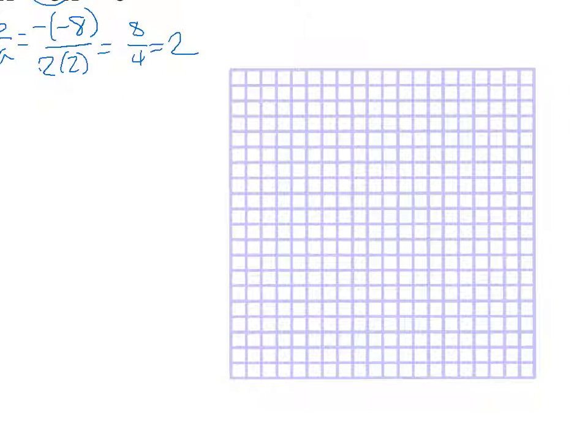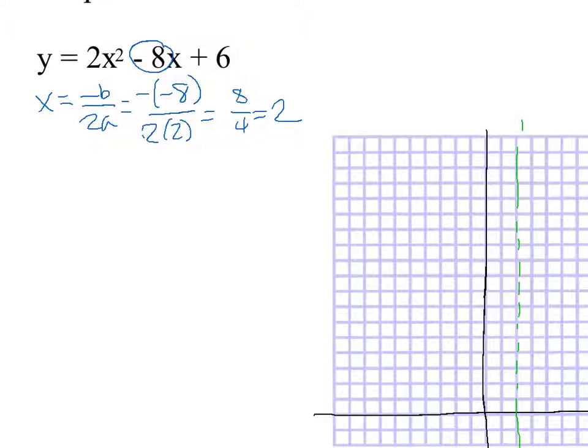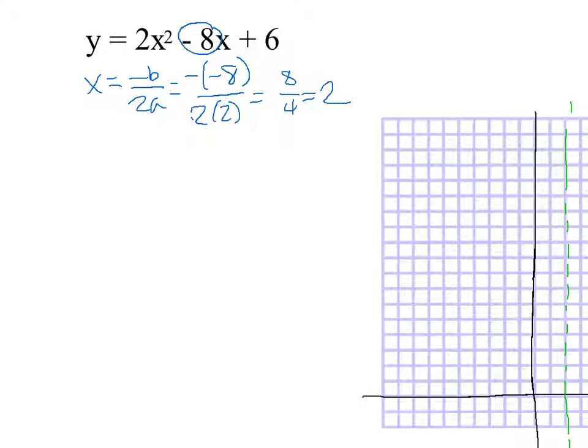So once again, I need to put in my xy axis. Let's see here. Let's go there for the y-axis, and we'll go there for the x-axis. Now we found that my axis of symmetry is at 2, so I can put that in there. A little vertical line here. Alright, now let's go back to blue and keep on graphing.